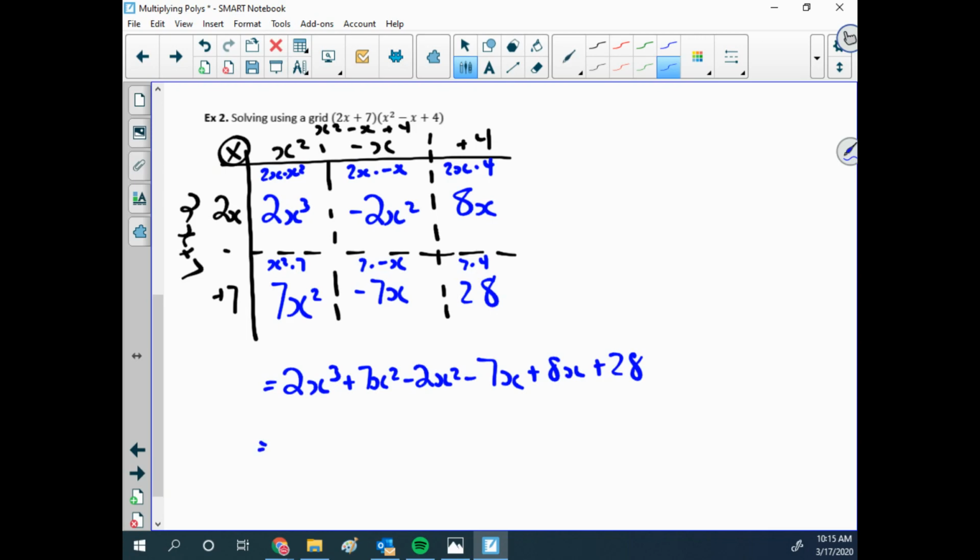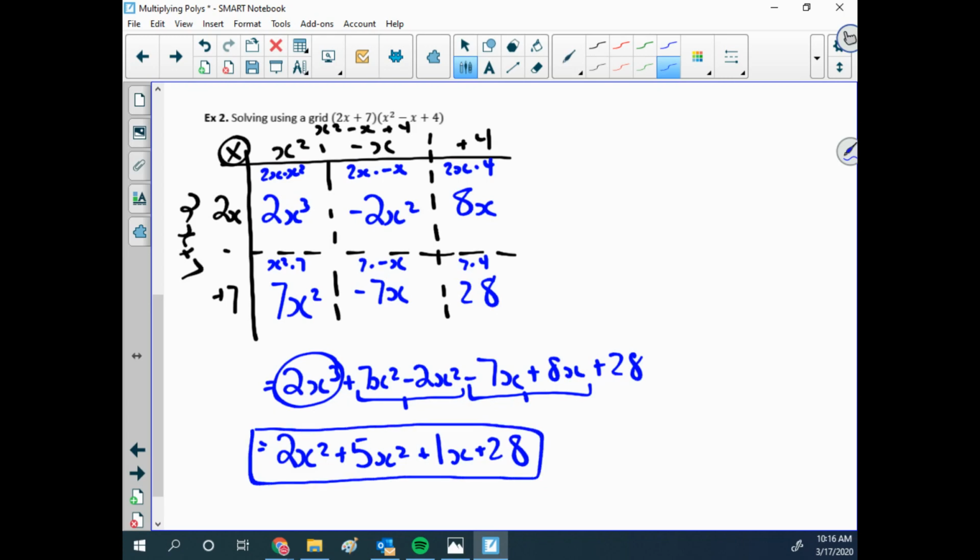And so what I would do, there's only one 2x cubed. I'd combine these. So 7x squared minus 2x squared is going to give me a plus 5x squared. Negative 7x and a positive 8x is going to give me a plus 1x. And the last term is plus 28. That's just my constant.